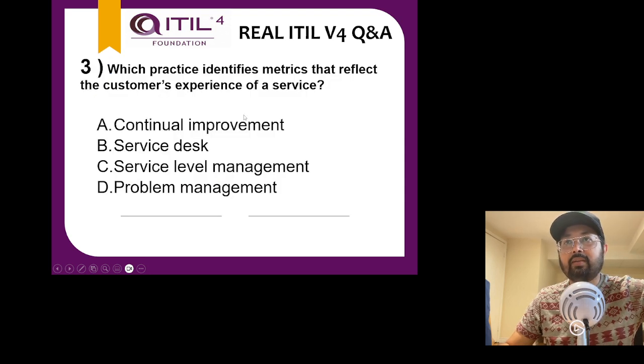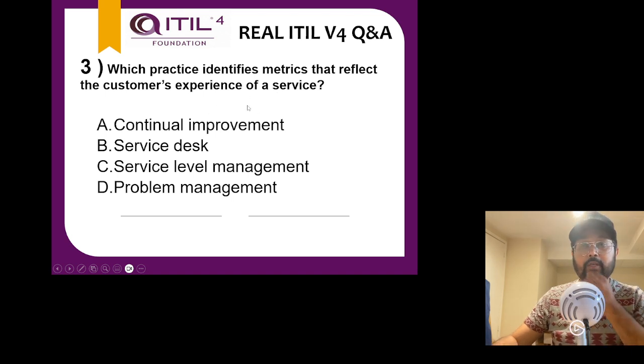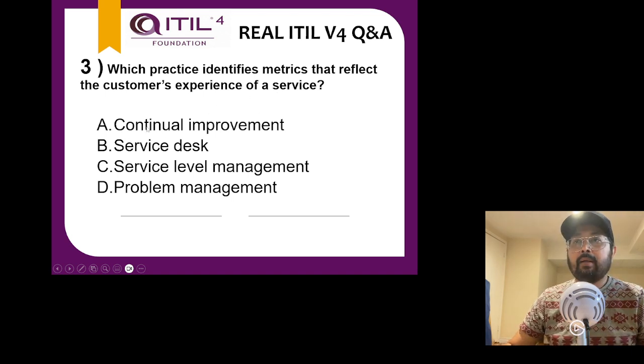Next question. Which practice identifies metrics that reflect the customer's experience of a service? This is asking which practice actually reflects the customer experience of a service. Continual improvement, service desk, service level management, and problem management. I guess this is answer C, service level management. Let's see. Yes, this is service level management.